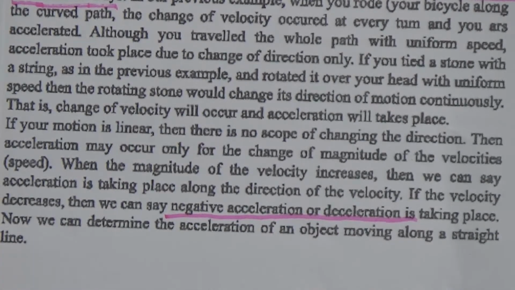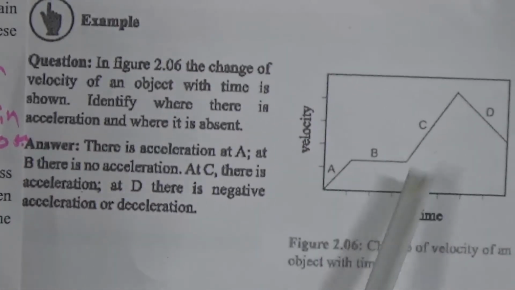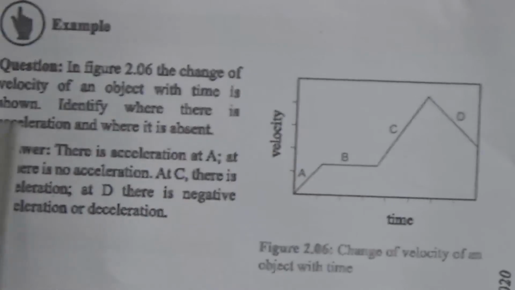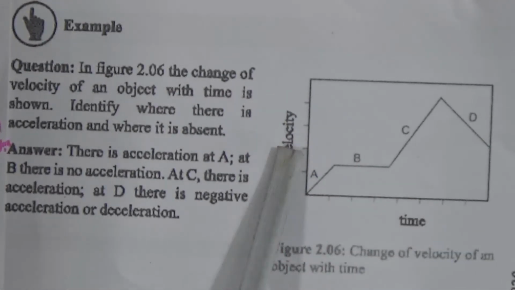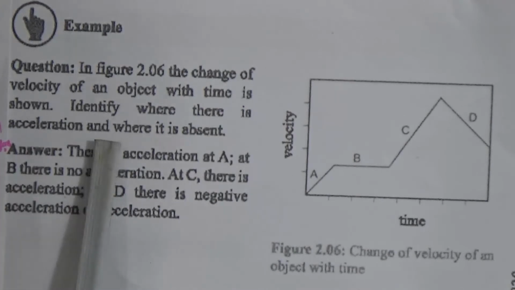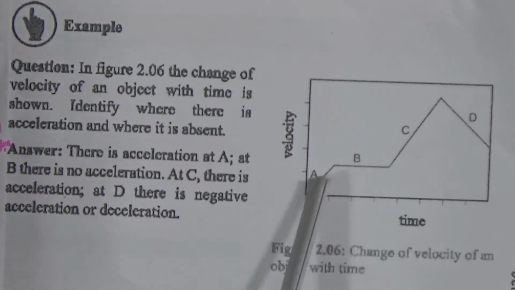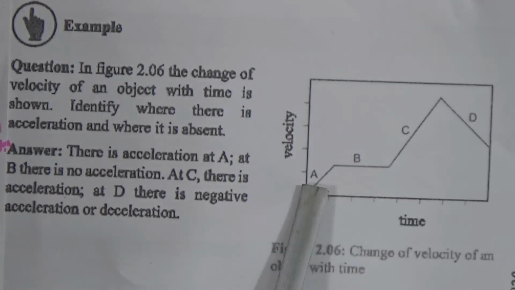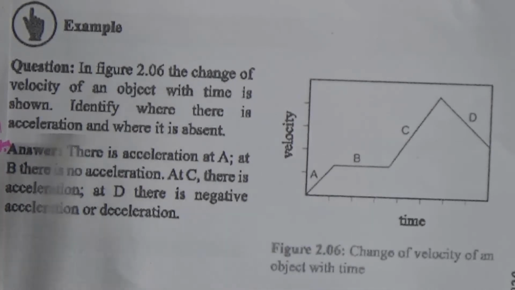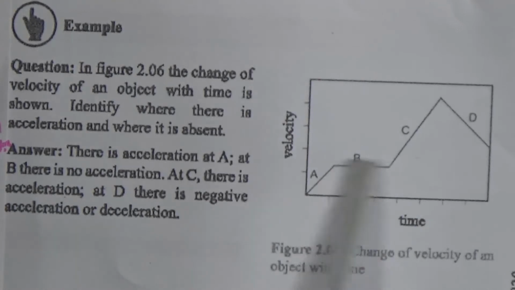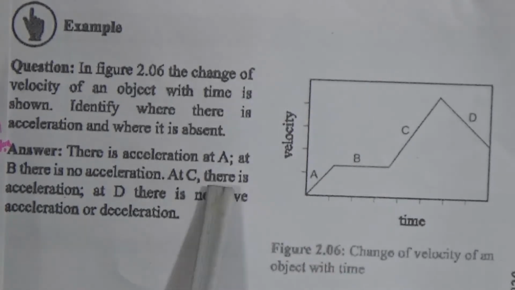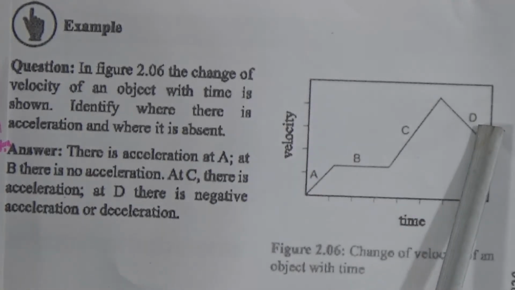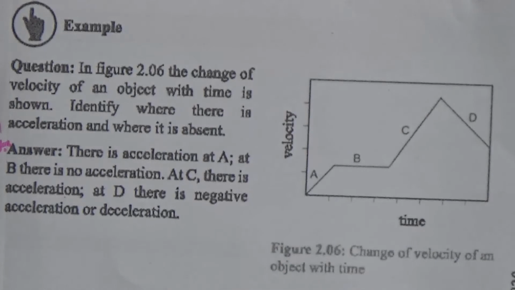My dear students, see this figure. In figure 2.6, the change of velocity of an object with time is shown. Here is time and here is velocity, and identify where there is acceleration and where it is absent. There are points A, B, C and D. There is acceleration at point A, and at B there is no acceleration because the velocity is the same, and at point C there is acceleration, and at D there is negative acceleration, that means deceleration.